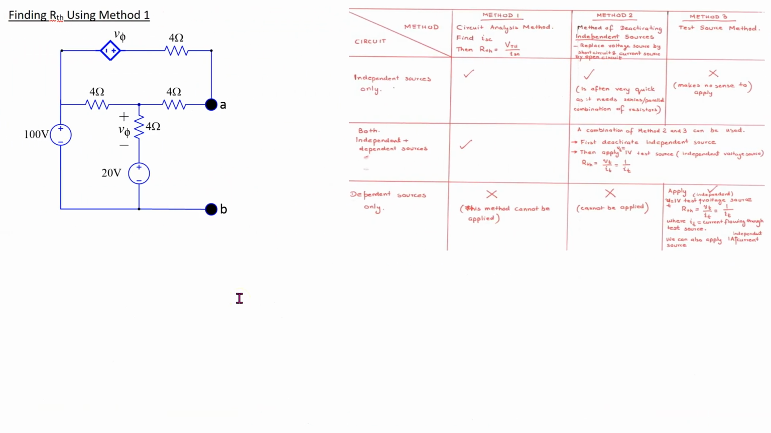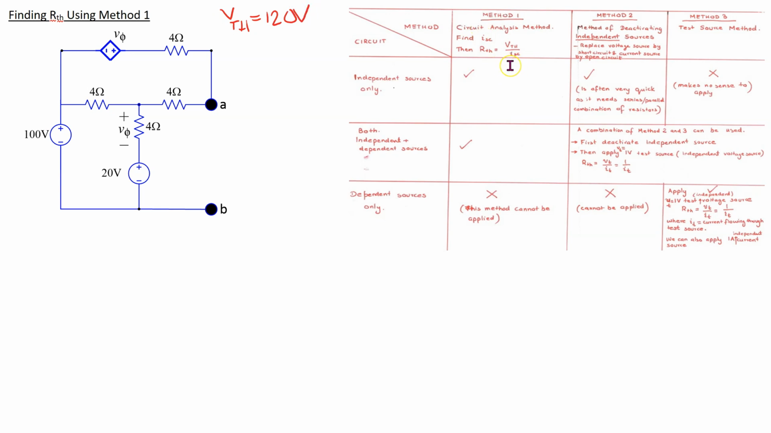Next, we look at how to find the Thevenin resistance. When the circuit contains both independent and dependent sources, we can use either the circuit analysis method, referred to here as method 1, or a combination of method 2 and 3. First, let's see how we can use the circuit analysis method to find Thevenin resistance. So we have previously found V Thevenin to be 120 volts.